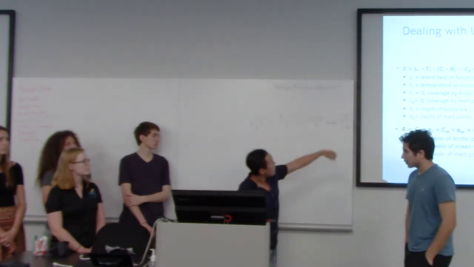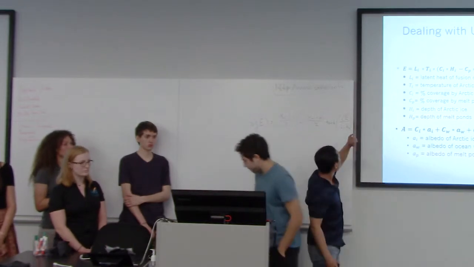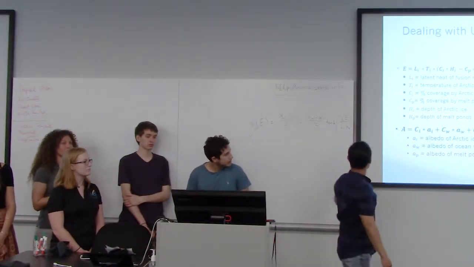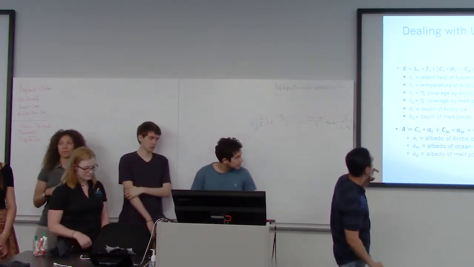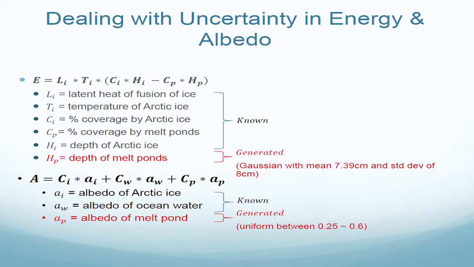This is how we measured the albedo on the bottom and the energy on the top. Because the data was so sparse and we had uncertainty in our measurements, we added a stochastic component to model the different situations. We made some rough assumptions here, but we had the depth of the melt ponds from the data, with a mean and standard deviation. We generated 100 different simulations from a Gaussian distribution and sampled those to get our energy values. Then we got our albedo values by sampling from a uniform distribution on the albedo of the melt ponds. The rest of these parameters are known from the papers or from what we researched.